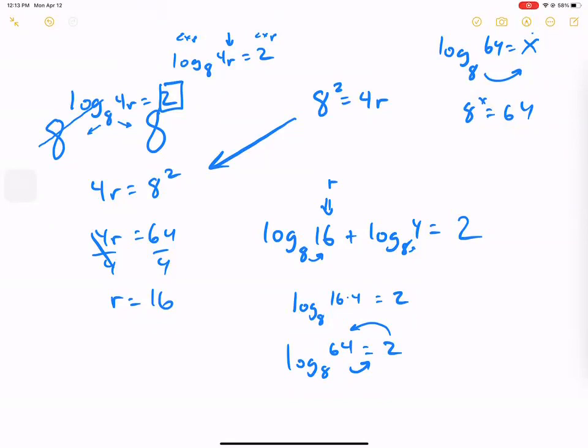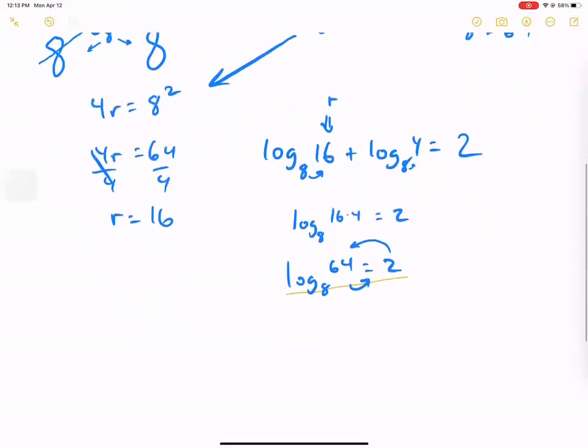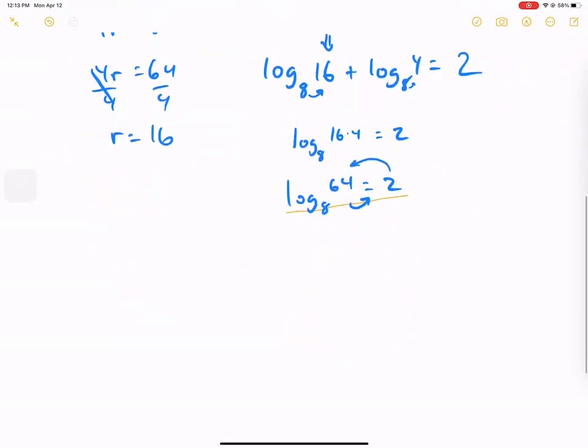Now, let's try another problem very similar to this. I want you guys to see if you can get some bearings here. So if I write log base 4 of u plus log base 4 of 2 is equal to 1. Okay. Now, can you think of a number that would work here?